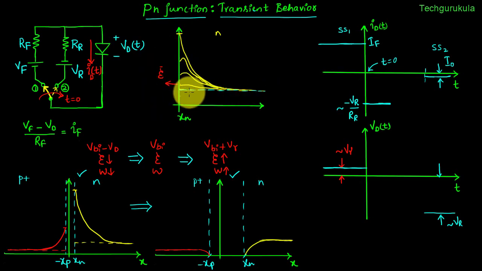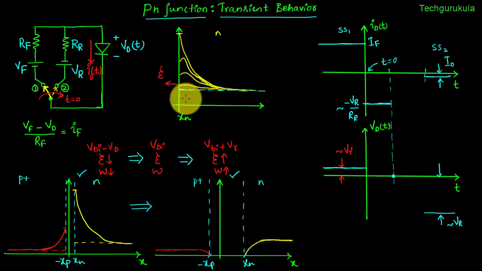In that situation, the potential across the depletion region would be just VBI, which means the potential difference across the PN junction diode as such would be 0, which means VD would be 0. So I'll represent that here. In terms of potential, at this point potential would be 0.